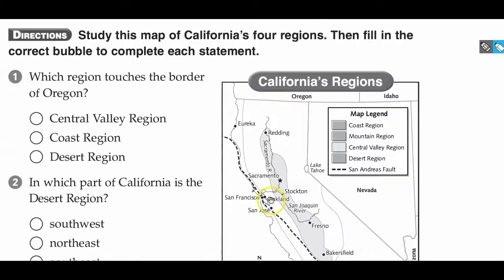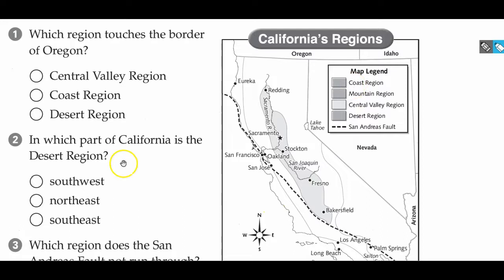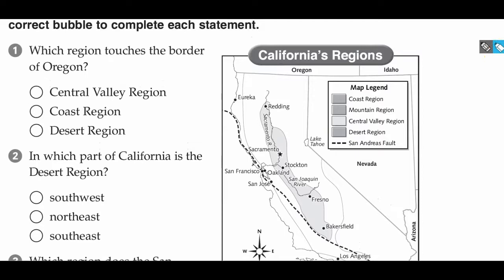All right. Go to this page, page 4. We have to look at the map to solve the questions. Okay, so let's do this together. It says which region touches the border of Oregon? So you notice here's Oregon, right? What's this region right here that's touching it?